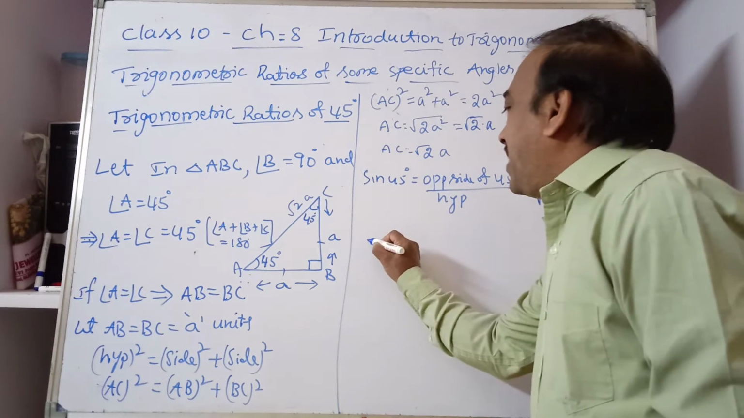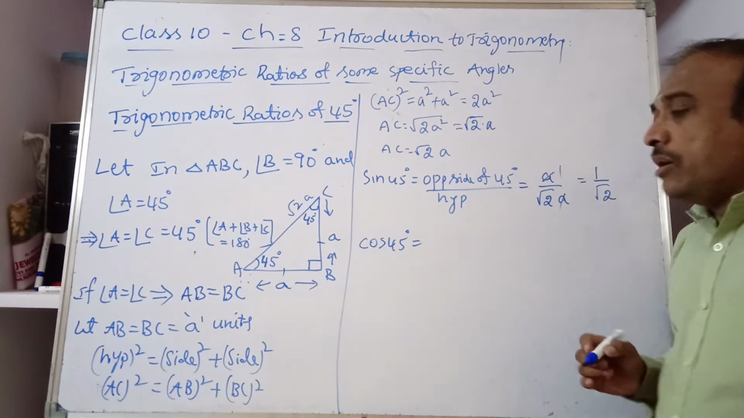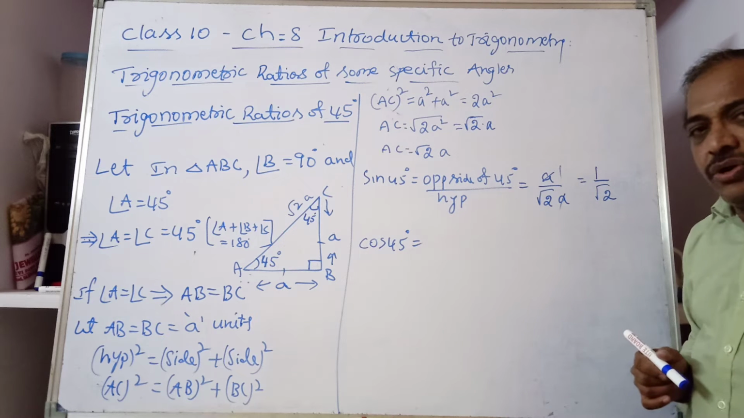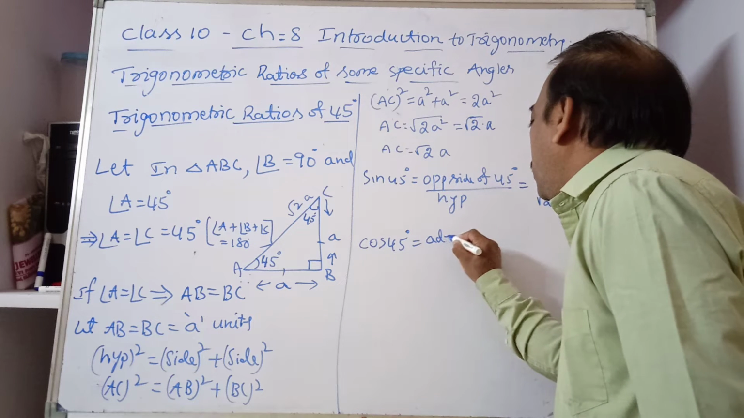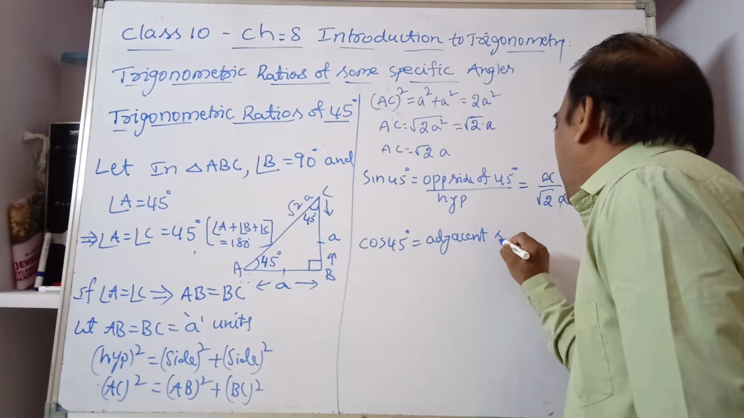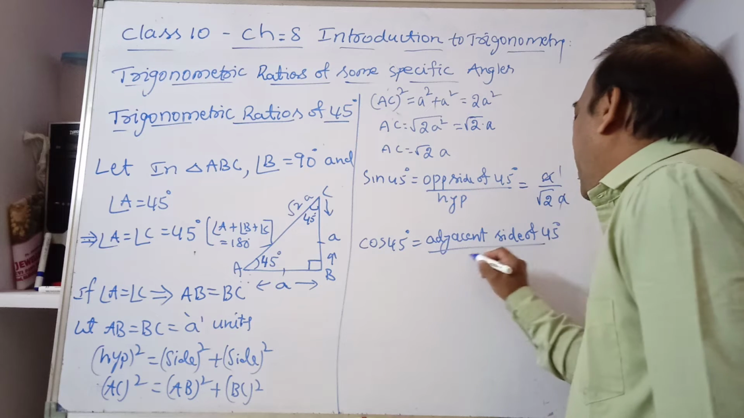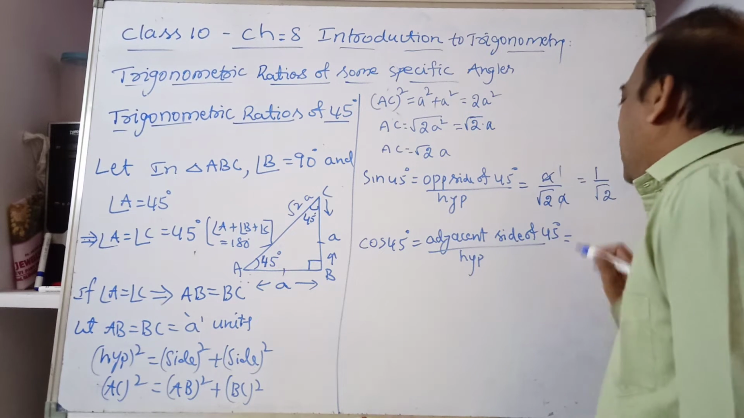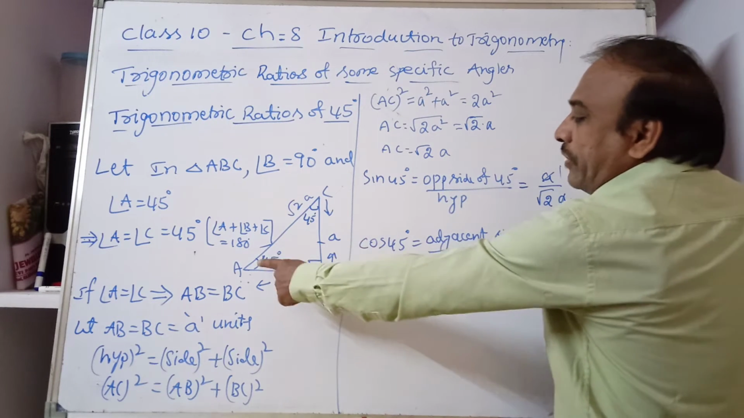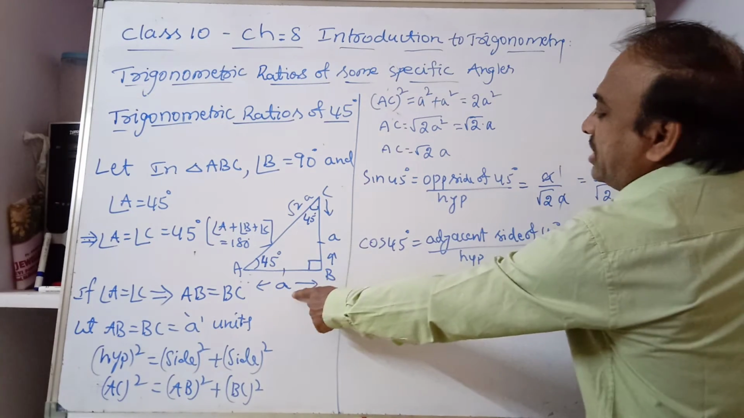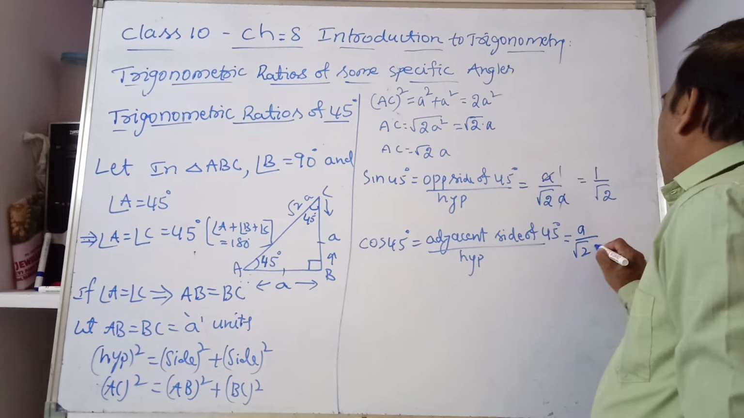Next, similarly we take cos 45 degrees. What is the cos trigonometric ratio? Yes, adjacent by hypotenuse. Adjacent side of 45 degrees by hypotenuse. If you consider this as 45, then this will be adjacent. If you consider this as 45, this will be adjacent. Both are same. So A by root 2A, as the hypotenuse is the same.